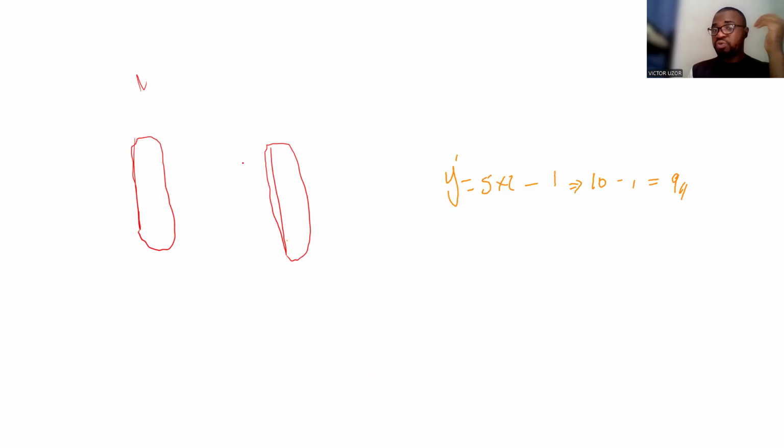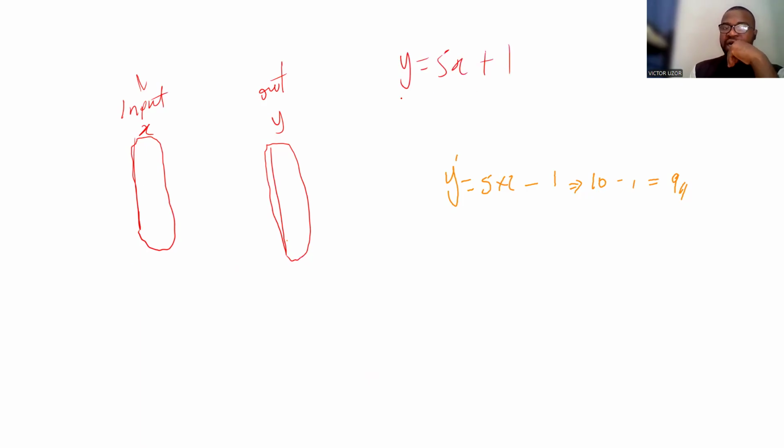So those days when you did mapping, let us say this is the x and this is the y. So the input, x is the input. When we put the x, input is known as x and output is known as y. What do I mean by input? For example, when you have y is equal to 5x plus 1, for you to know y, you need to know what the value of x is.